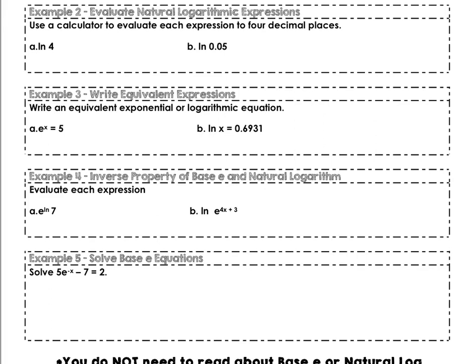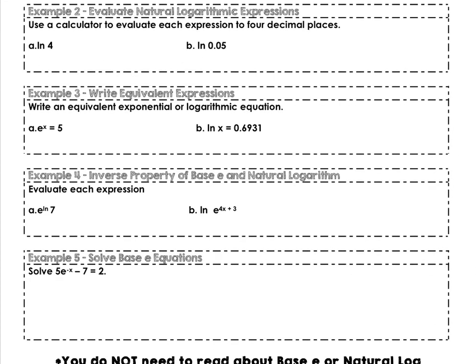Alright, so we're going to take a look at converting again. Let's actually start with B. You need to remember that ln is just another way of saying log base e of something. Log base e of x is equal to this decimal here. So we're just going to rewrite it: e to the power of 0.6931 is equal to x. So here is my converted expression.